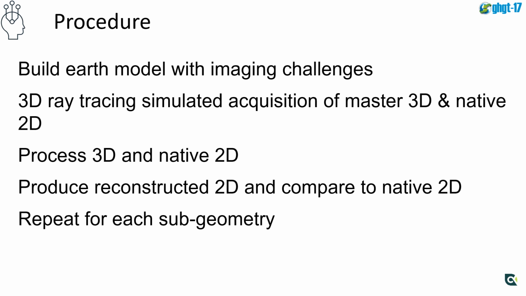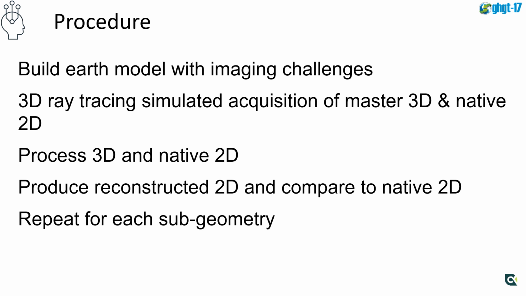We're going to use 3D ray tracing to simulate the acquisition of a master 3D and a series of native 2D lines. And we're going to shoot these. Basically, we're going to shoot them with a computer. We're going to shoot them separately. And then we're actually going to process the 3D and the native 2D separately, just like we would with real data. So it's like a simulated experiment, except it's much cheaper and we don't cut down any trees.